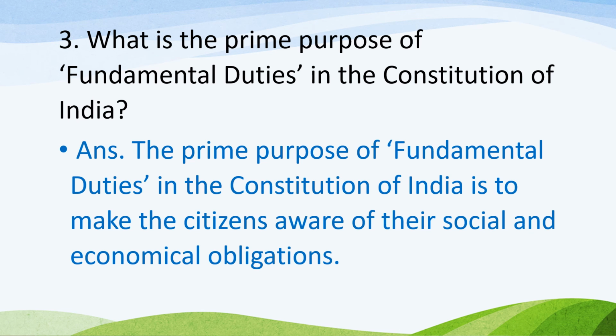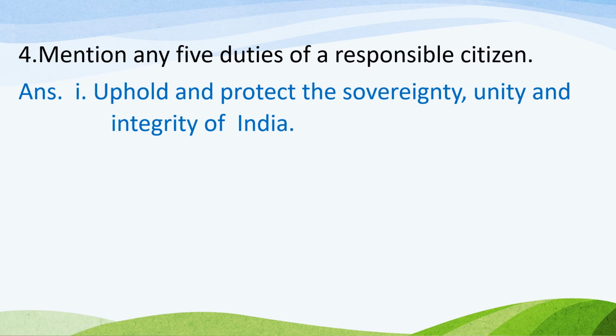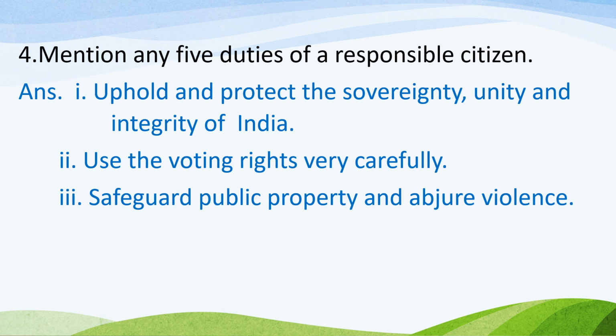Okay students, the next question is question number 4. Yes, this is the last question. Mention any 5 duties of a responsible citizen. Students, here we have studied so many duties, and out of these 11 duties, we have to write down any 5 duties. Number 1 duty is to uphold and protect the sovereignty, unity and integrity of India. Number 2 is to use the voting rights very carefully, without any burden and without coming under any other one's influence. Number 3, safeguard public property and abjure violence.